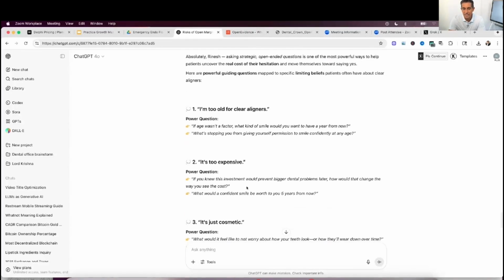It's too expensive. If you knew this investment would prevent bigger dental problems later, how would that change the way you see the cost? Okay, maybe we can clean that up and say, hey, what amount of investment would be worth it to you to make sure you have a smile that you're confident with? What kind of investment sounds comfortable to you? Because we have a lot of options in our office. We're asking the right questions to bust through the limiting beliefs.